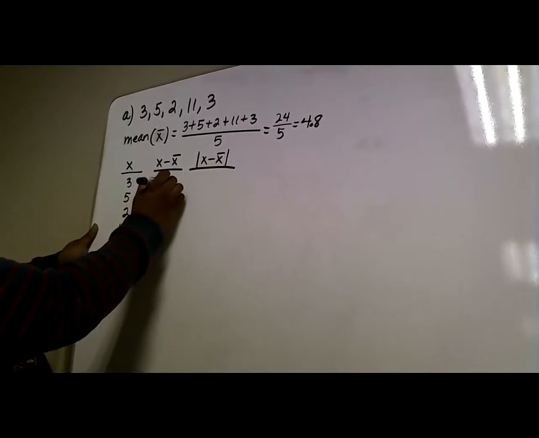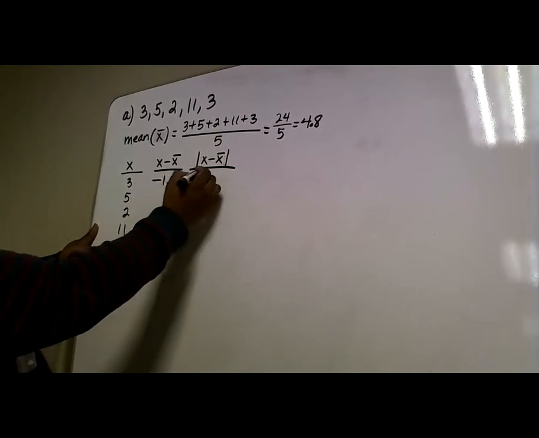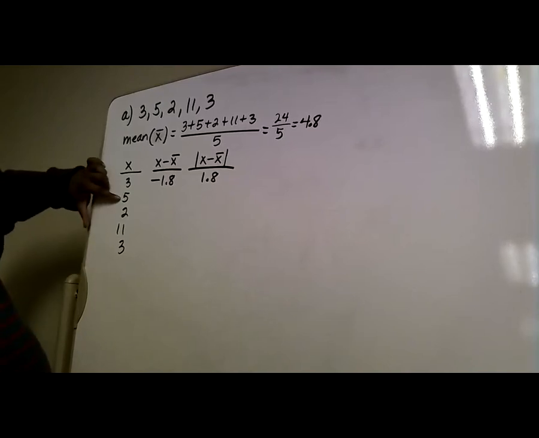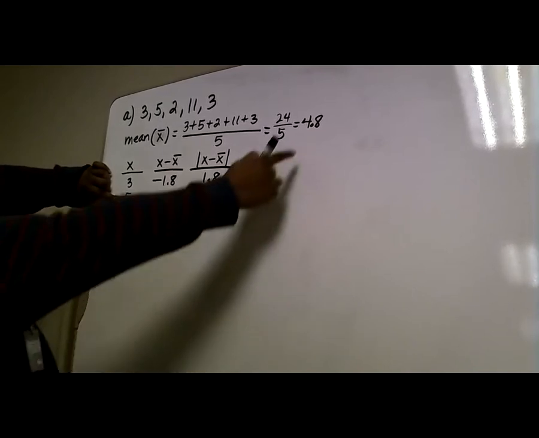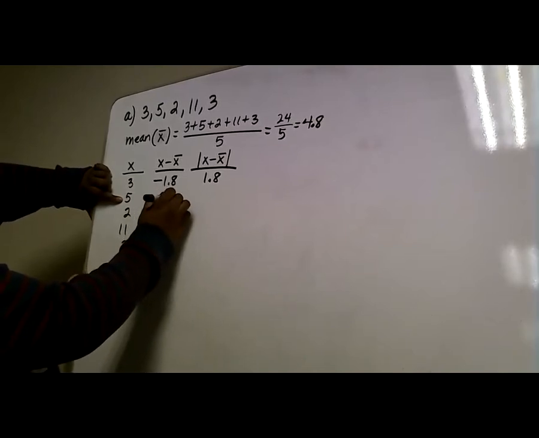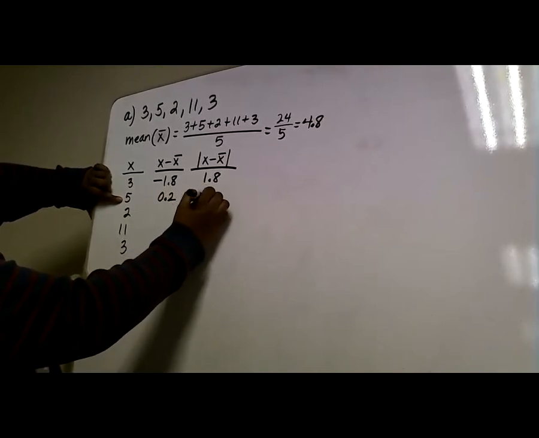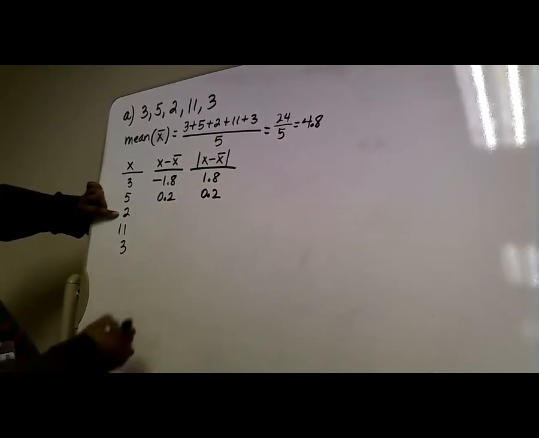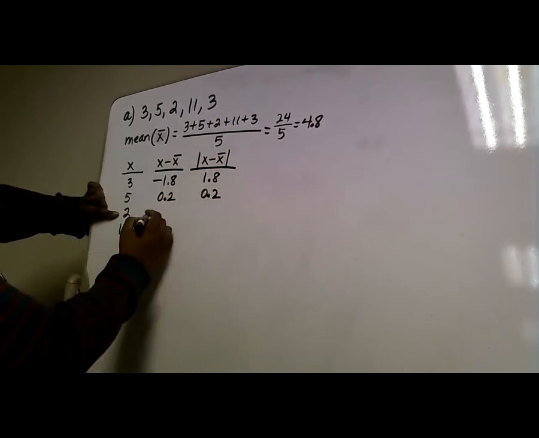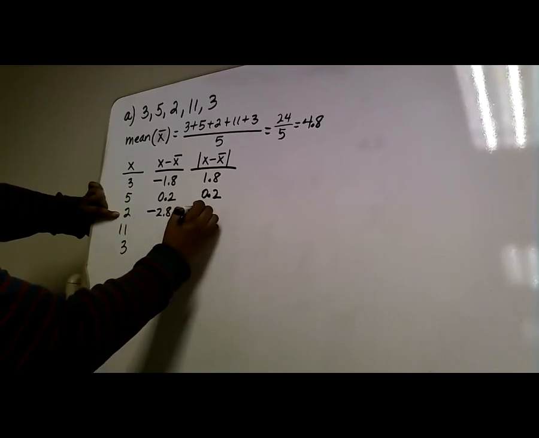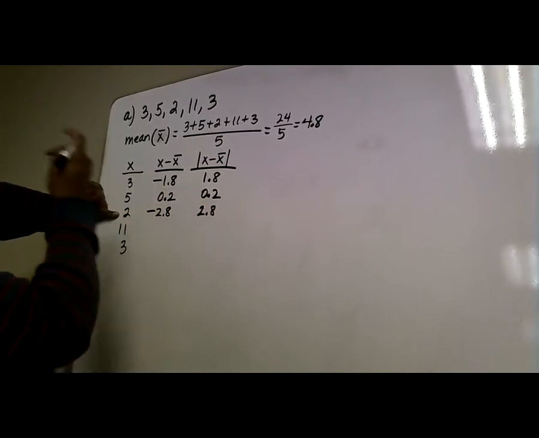Negative 1.8, and the absolute value of that would be 1.8. Now for 5, what's 5 minus 4.8? 0.2, and its absolute value would be 0.2. Now for 2, 2 minus 4.8 is negative 2.8, and the absolute value of that would be 2.8.